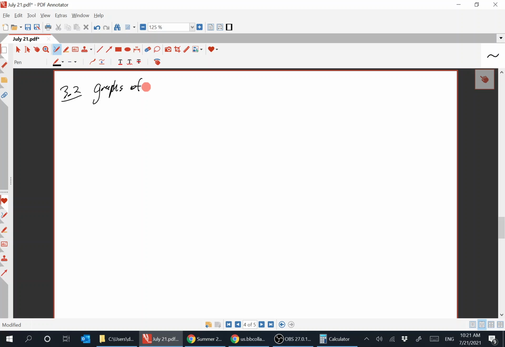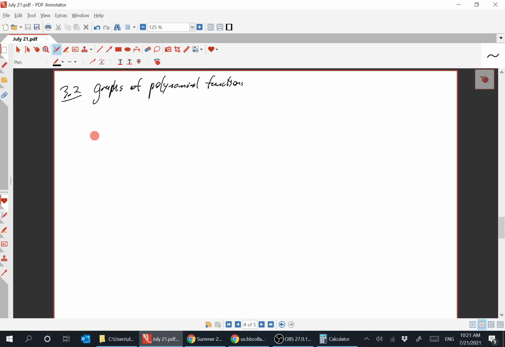Graphs of polynomial functions. So in section 3.2, we talked about what graphs of polynomial functions look like. And we have a limited ability to really tell what these functions are doing. But there is some information that we can obtain.